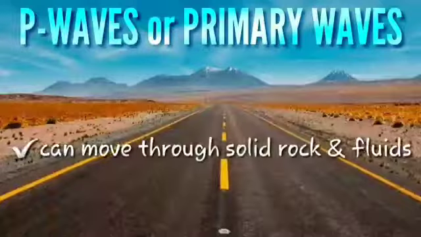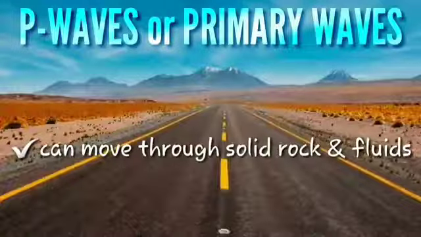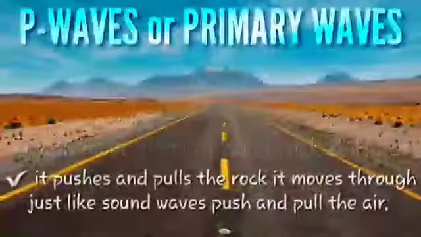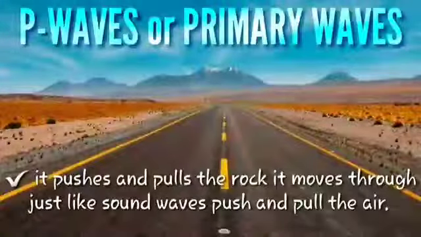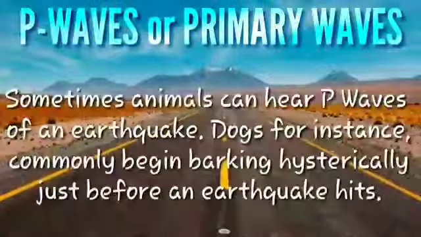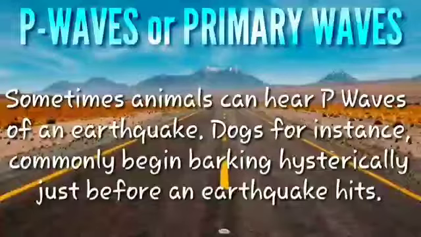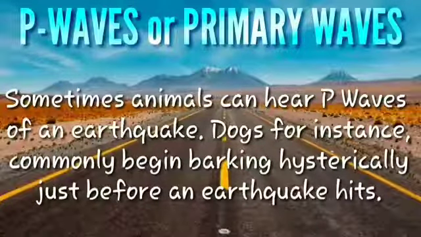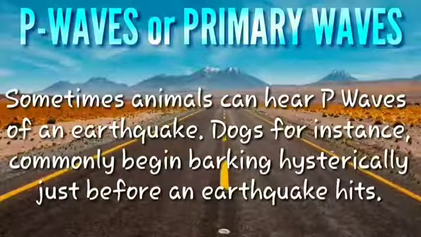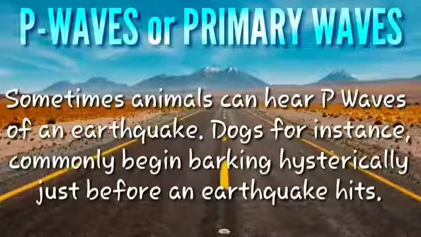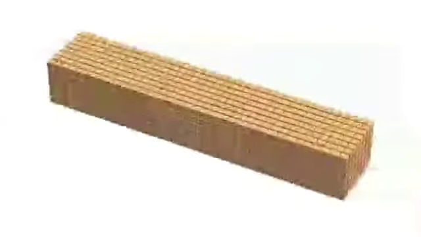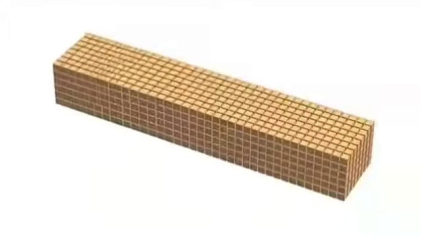The P wave can move through solid rock and fluids like water or the liquid layers of the earth. It pushes and pulls the rock it moves through just like sound waves push and pull the air. Sometimes animals can hear the P waves of an earthquake. Dogs, for instance, commonly begin barking hysterically just before an earthquake hits, or more specifically before the surface waves arrive. This is the illustration of how the P wave moves.